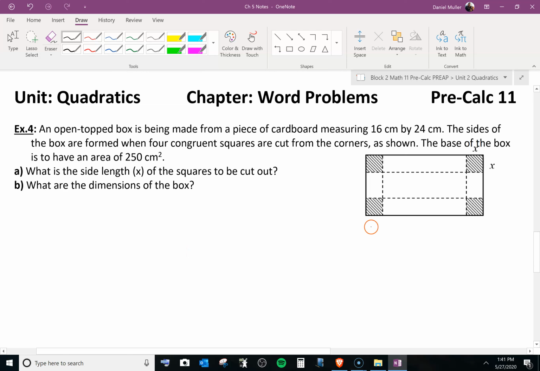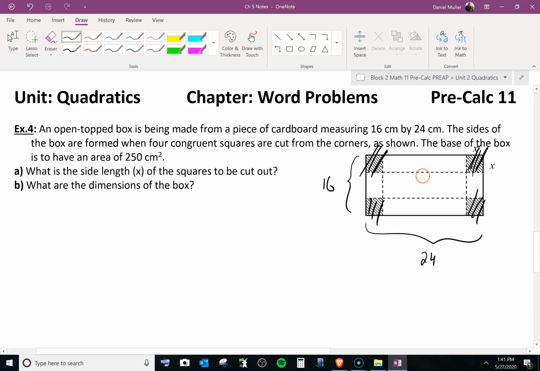And it says the cardboard is 24. I'm going to make this one 24, and this is 16. So it tells us these are the dimensions of the cardboard. And then it says if we cut these corners out, so you can see that they've cut them out, and you fold these flaps all the way up, you would get a box.